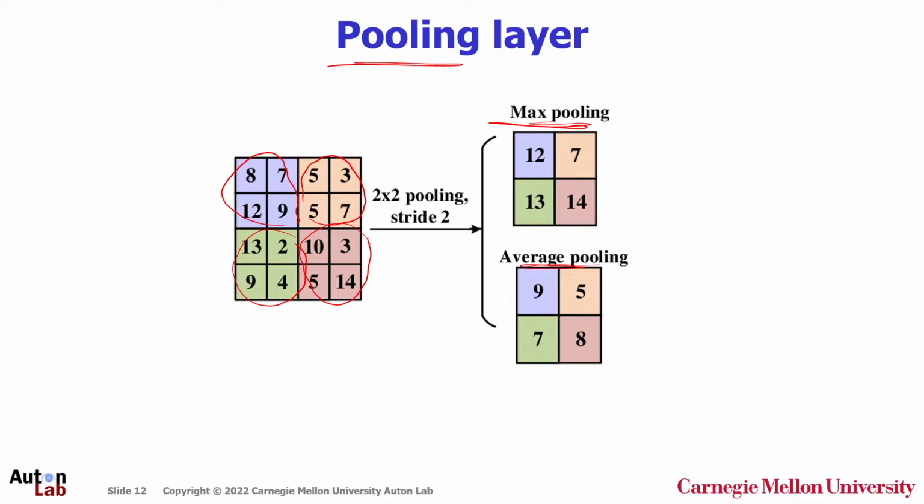The average pooling works similarly, but instead of calculating the maximum of the submatrices, we calculate the average value of the submatrices. For example, this blue submatrix has values 8, 7, 12, and 9, and the average of these is 9, so this element of this new matrix will be 9 as well.